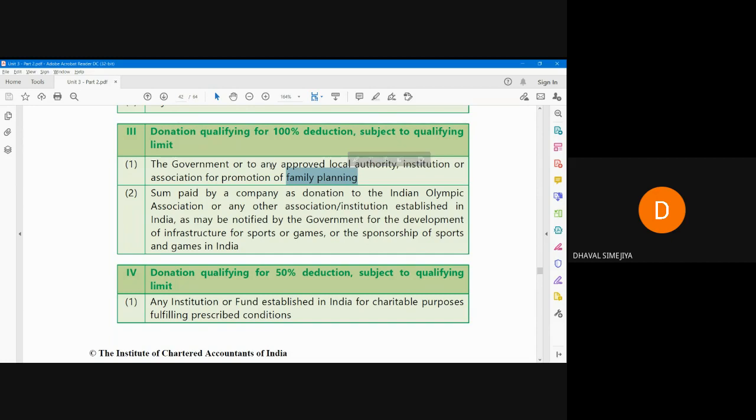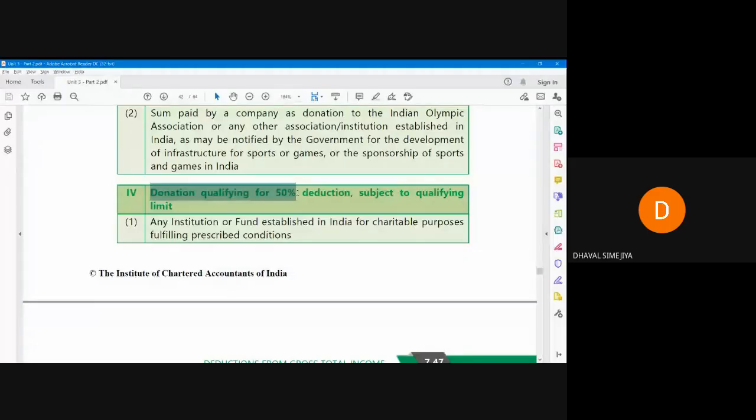Family planning and sports. If anything is related to family planning and sports, then 100% deduction is allowed, but subject to certain qualifying limit. What is this qualifying limit? That we will discuss afterwards. Now, fourth table. Donation qualifying for 50% deduction subject to qualifying limit. You will be eligible for 50% deduction, whatever you donate, but subject to qualifying limit.